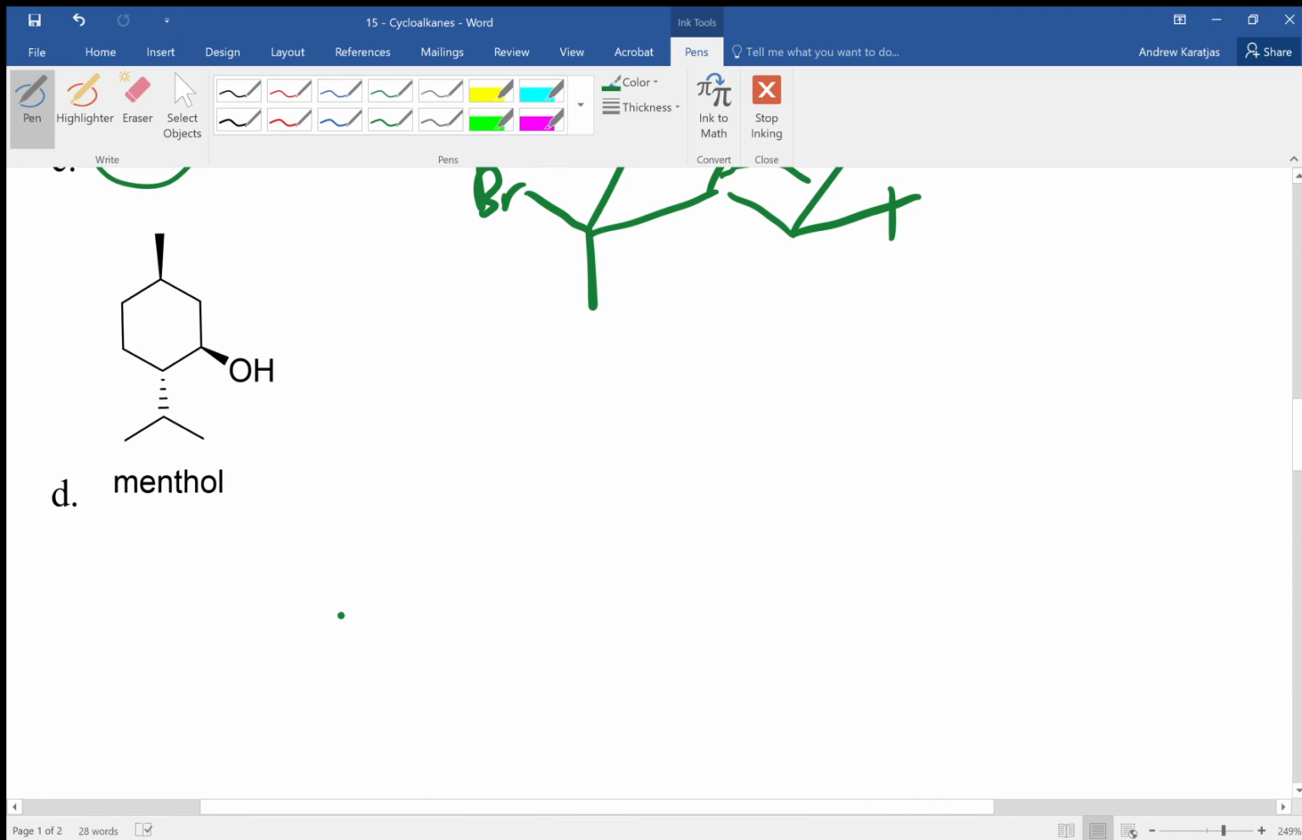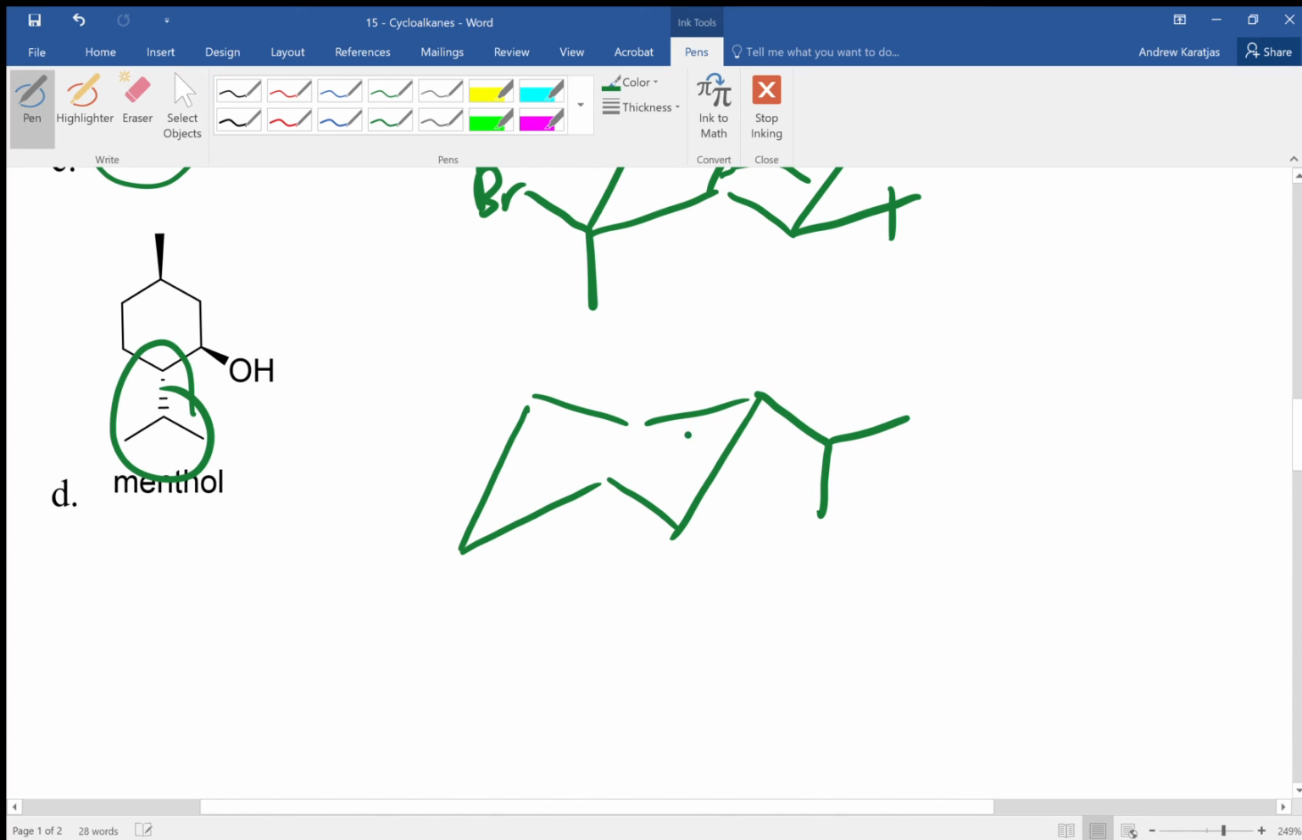All right, here we have menthol. Our biggest group here is the isopropyl group. So that's pointing down. I want to get that into an equatorial position. Then we move to the next carbon, has an OH up. Next carbon, nothing. Then a methyl group up. And you can see we've clearly chosen the correct conformation, because in this case now all of our substituents are equatorial.